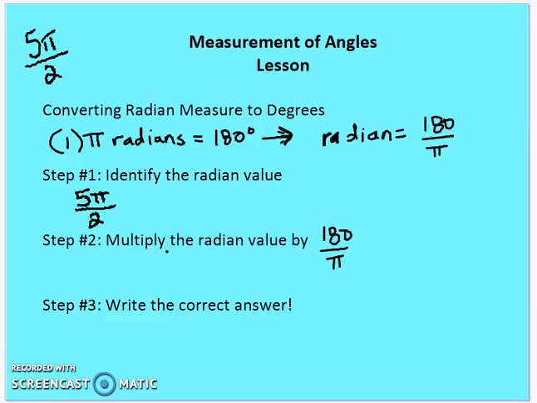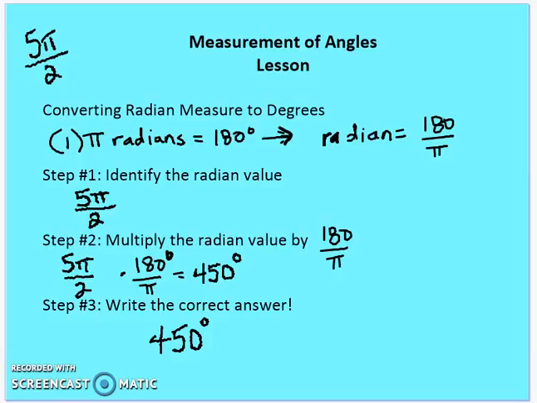Of course, we can have a radian measure in terms of pi. In this case, we have 5 pi over 2. We multiply it by 180 degrees for every pi radians. So 5 pi halves times 180 over pi is equal to 450 degrees, and that's the correct answer we're going to write down.